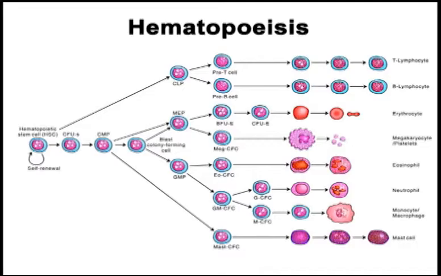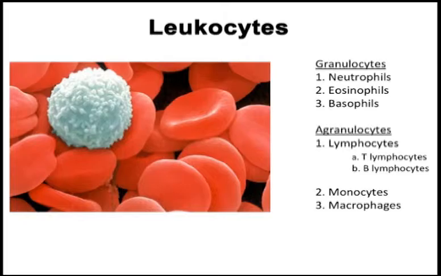So I'd love to be able to take you through leukocytes and all of that, but there's not time to do that. So just as a quick review, there are granulocytes and agranulocytes, and each of these different types of white blood cells has a certain role it has to fulfill for the body. Some respond to allergic reactions, some to pathogens, and so on and so forth.